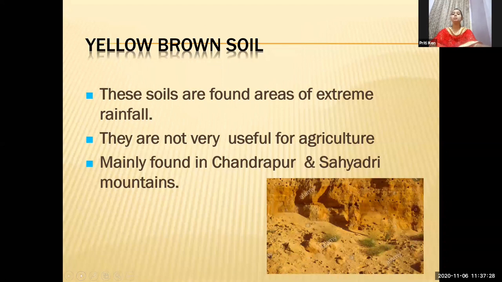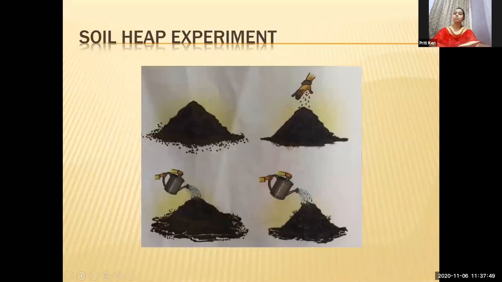So it is not used for agriculture as most of the nutrient content in the soil is washed away with the rain. Mainly found, and where is it found? It is found in Chandrapur and Sahyadri mountains. Sahyadri mountain and Chandrapur. This type of soil is found in these two areas of Maharashtra. Now next, come to the next slide.